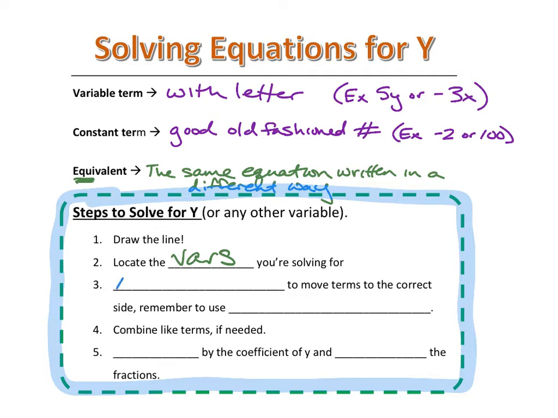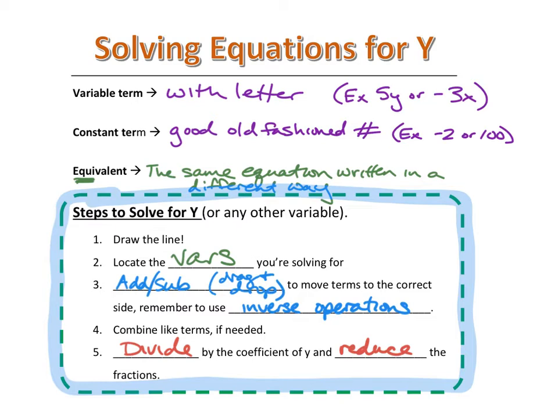The next step is to add or subtract these terms, which is kind of like the drag and drop, to move terms to the correct side. Remember to use those inverse operations. If it crosses the line, we have to change the sign. That's still a thing. We're going to combine like terms if needed. We won't need that as much, but it's a possibility. And then we're going to divide by the coefficient of y and reduce all of our fractions. Because when we divide by the coefficient of y, we're probably going to end up with two different division problems. We're going to have to reduce both of those.